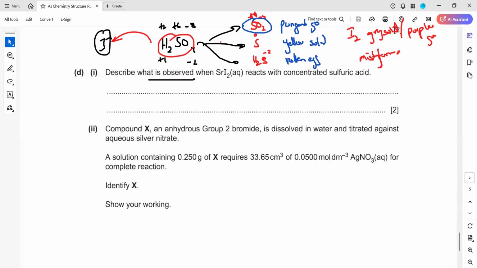And you can also say white precipitate because of strontium sulfate. Most sulfates are soluble, but for group 2 sulfates, as we go down the group, the solubility decreases. It becomes less soluble as we go down the group. So strontium sulfate might form because the strontium ion might combine with sulfate. So white precipitate is also one of the observations.